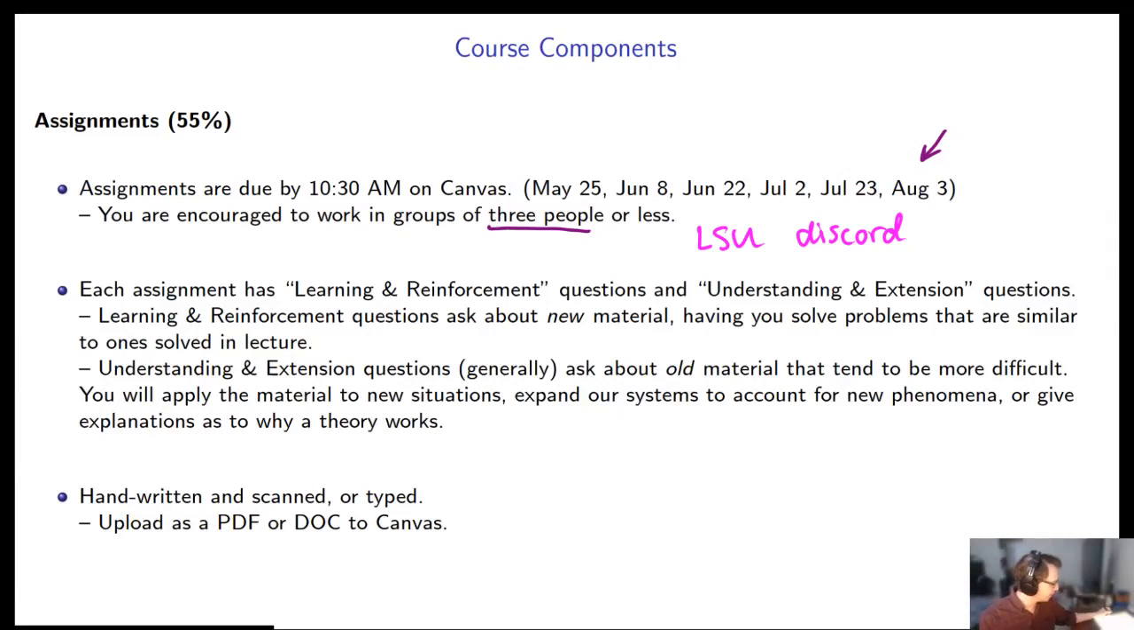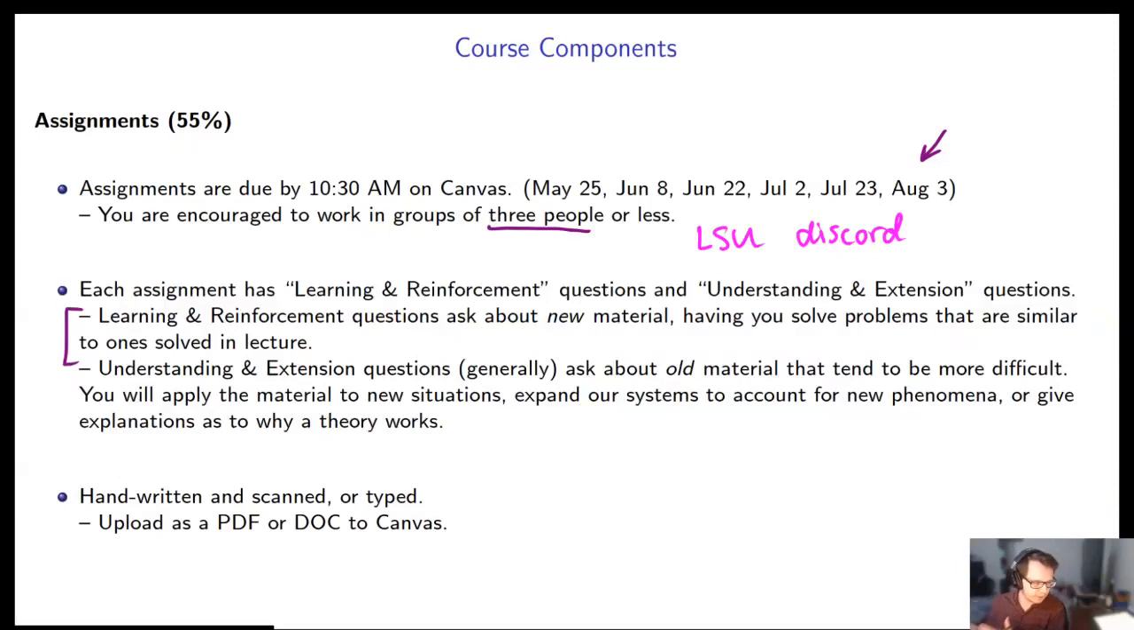They have learning and reinforcement questions, and these are the questions that cover the stuff that we talked about in lecture. So we learn new stuff in lecture, and you get questions that are very similar to the lecture questions.